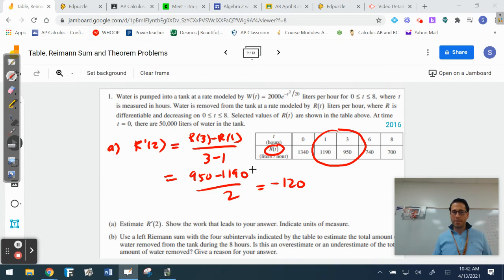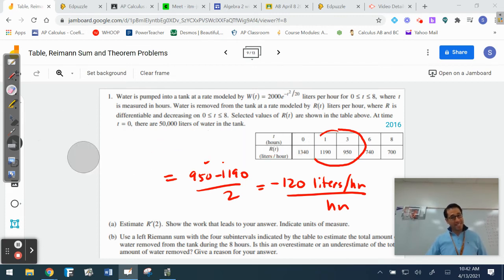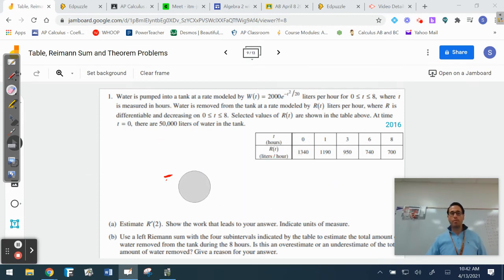And then let's look at this. The R, the top is liters per hour, and the bottom is hour. So it would be liters per hour per hour. And it says do the units of measure. So make sure you knew that it was liters per hour squared, or you could say liters per hour per hour. How fast can you say it? All right, what would that be worth? That would be worth 2 points.